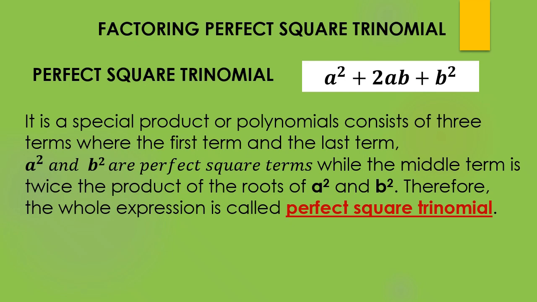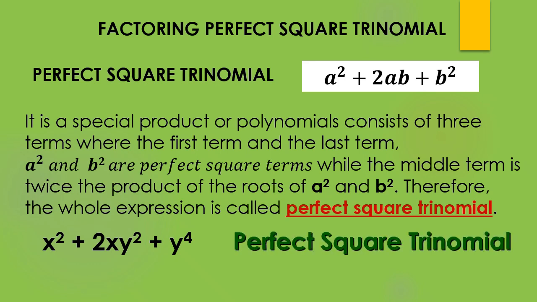So if you look at this expression, once you encounter this kind of expression, this is what we call a perfect square trinomial. Now, let's identify if the given expression is a perfect square trinomial. For example, x squared plus 2xy squared plus y raised to the fourth power. Is this a perfect square trinomial?